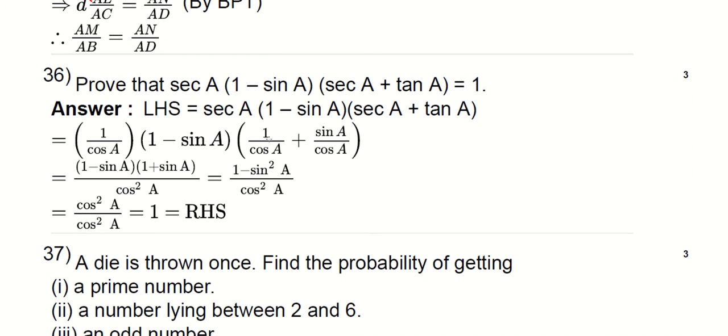Next, secant A equals 1 minus secant A, then they are asking for secant A plus tan A. So secant A means 1 by cos A, so this is 1 minus 1 sin A. Secant A means 1 by cos A plus sin A by cos A. Take LCM, 1 plus sin A by cos A. So 1 minus sin A times 1 plus sin A means 1 minus sin squared A. Cos A comes down, cos squared A. Then the sin squared formula is cos squared, then cos squared equals.